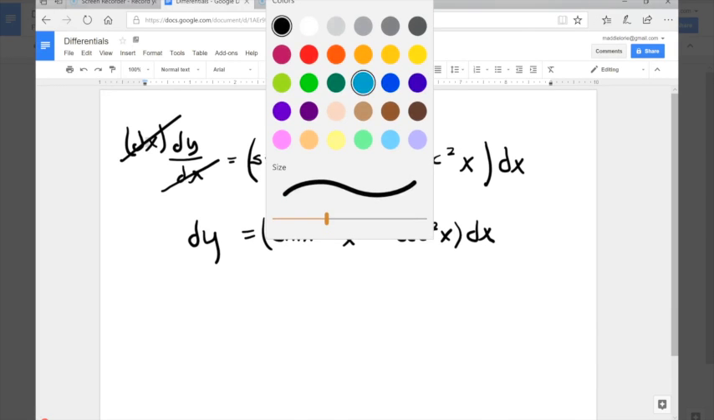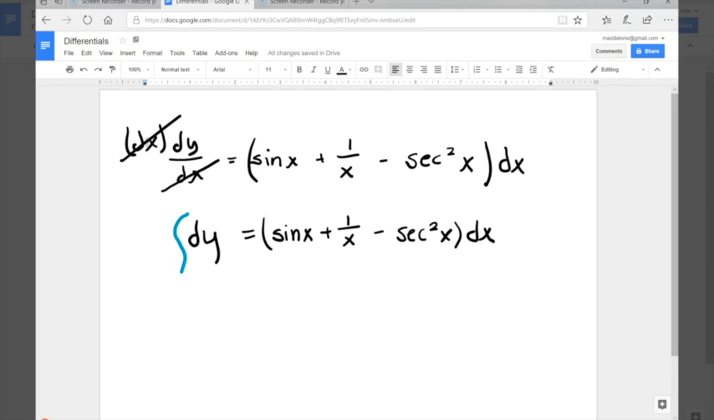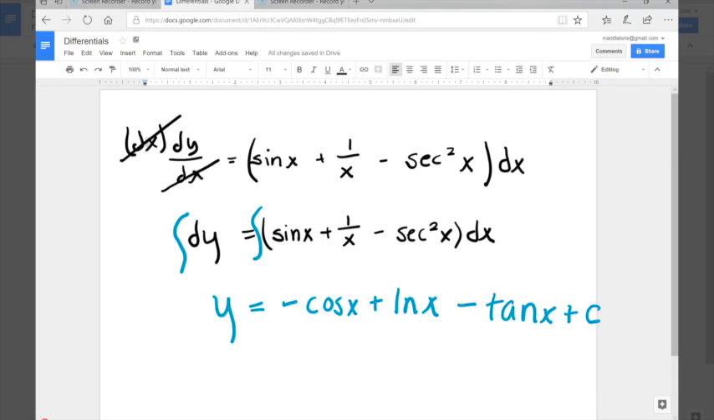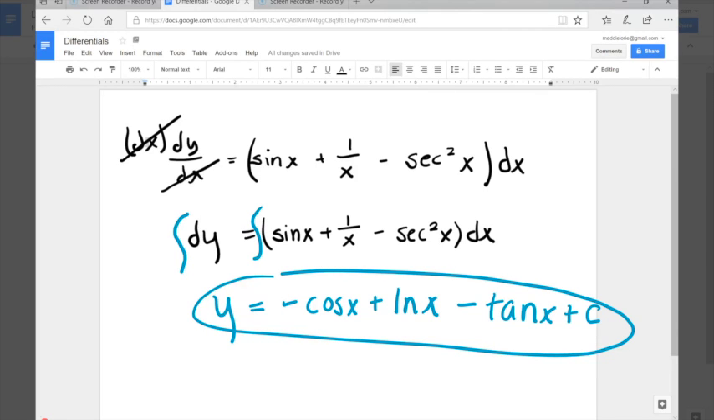Now I'm going to go ahead and take the integral of both sides. And I get y equals the antiderivative of sine x, which is negative cosine x, plus the antiderivative of 1 over x, which is the natural log of x, minus the antiderivative of secant squared x, which is tangent x. And then since this is an indefinite integral, meaning that the upper and the lower bounds are not defined, there will be a plus c at the end. And that is what you write as your answer.